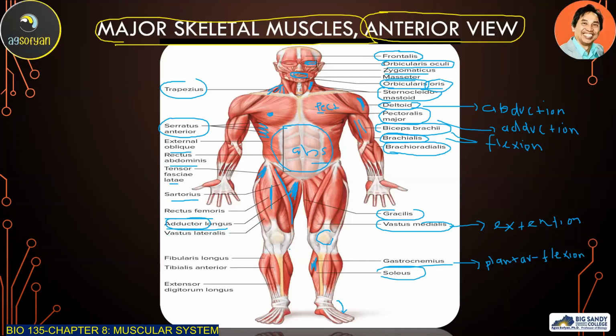Adduction means when you move your leg from outside to the middle. Okay? So when you move your leg over here, let's say from outside going to the middle, this is what we call the adduction. It's performed mainly by this adductor muscle. Vastus lateralis, this is part of the quadriceps muscles, the thigh muscle, the femoris muscle. Fibularis longus, tibialis anterior, these are the muscles in the front of our legs.